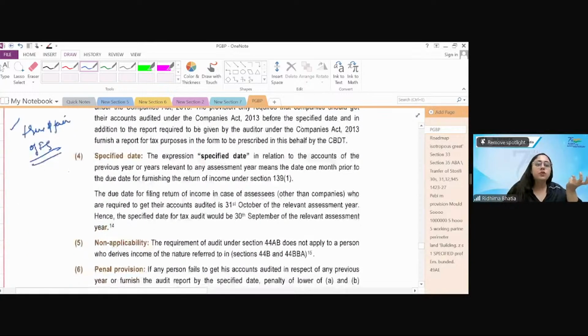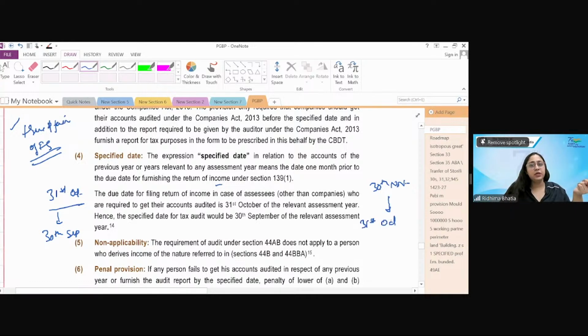What is the due date of tax audit? It is 1 month before the return filing due date. So when the assessor's return filing due date is 31st October, tax audit date is 30th September. When assessor का return filing date is 30th November, which is for TPs, जो transfer pricing में होते हैं, then tax audit date is 31st October.